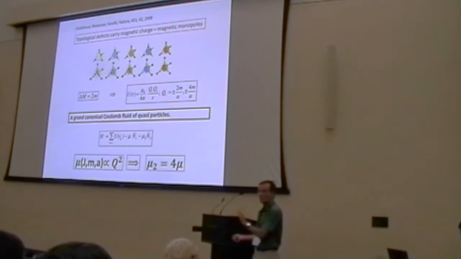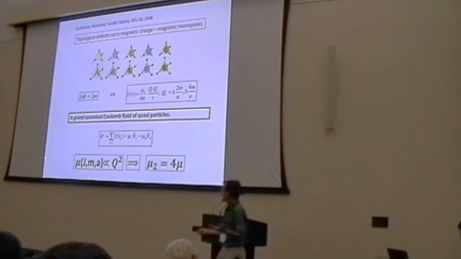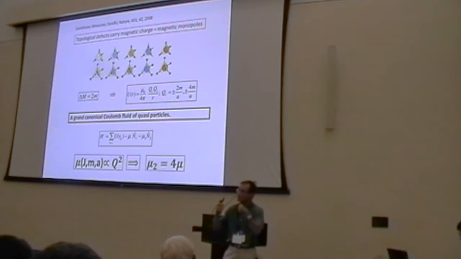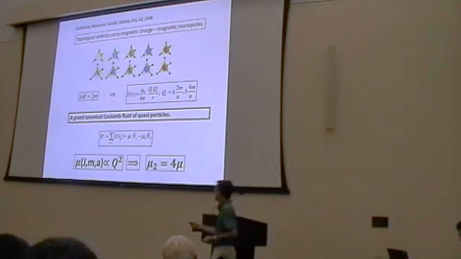And there's another important point that I'll come back to, which is that this chemical potential can be calculated for each material. And the chemical potential for single and double monopoles scales like the square of the charge on that monopole. So for double monopoles, it's 4 times single monopoles. And of course, the Coulomb interaction between two charges of the same scale also scales like the square of the charge. And that's a very important point.